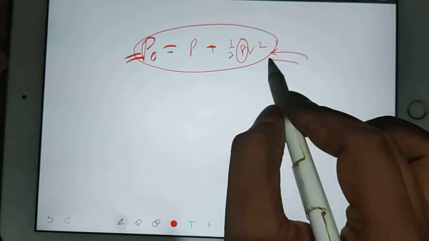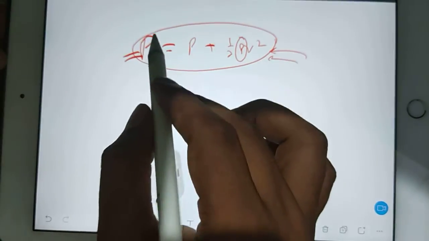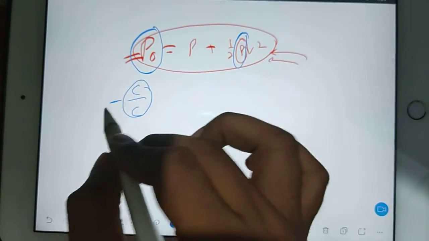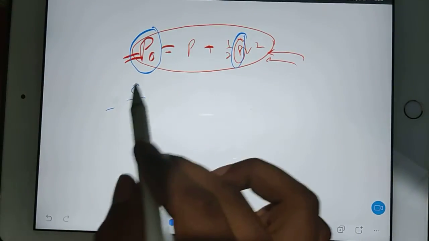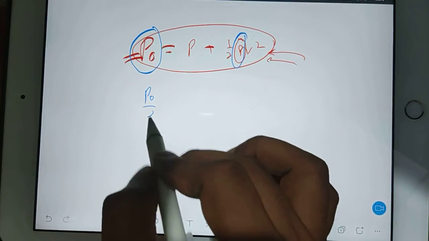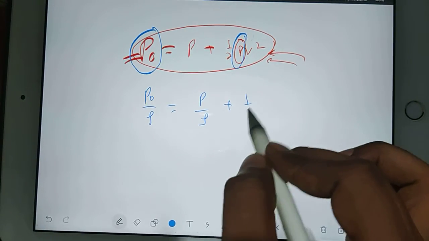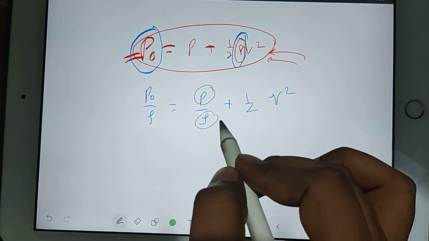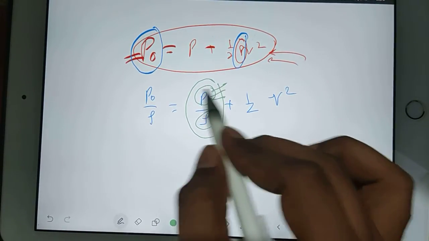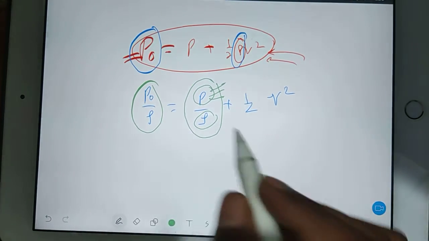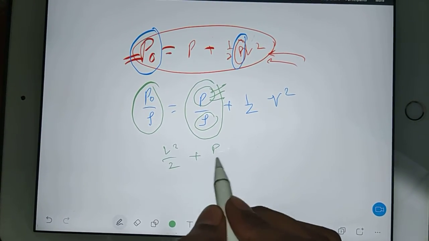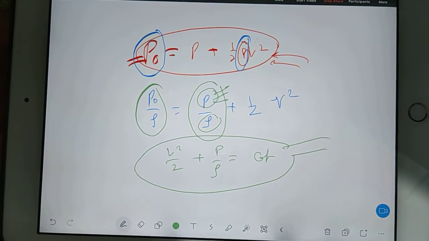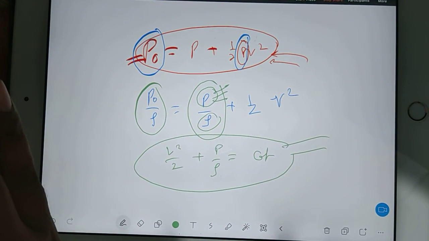So some people also write the equation by dividing by density. You have a constant number here, and this is also a constant number. If you divide a constant number by a constant number, you'll get a new constant number. So divide throughout by the density. So P naught by rho is equal to P by rho plus half V square. Here P is pressure, rho is density. Here you cannot write constant because pressure is not constant, but this part is constant. So you can also write V square by 2 plus P by rho is equal to constant. This is another format of the Bernoulli equation, which has the same sense.